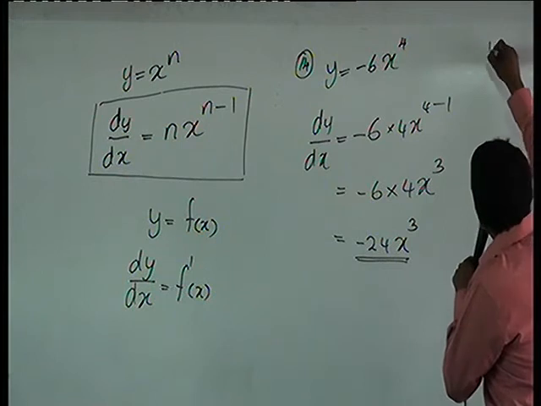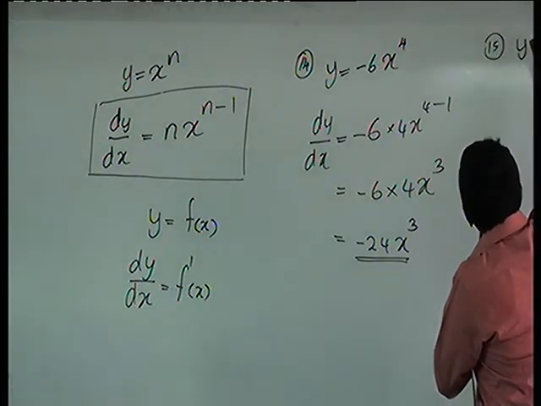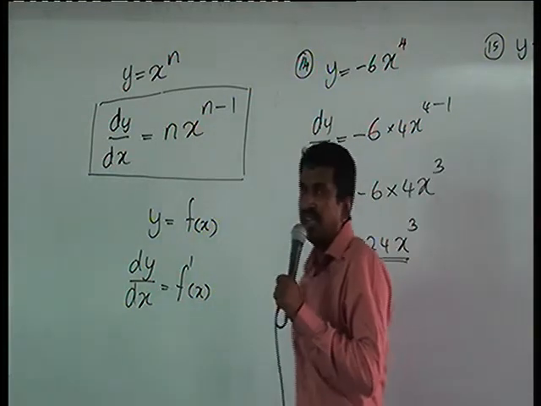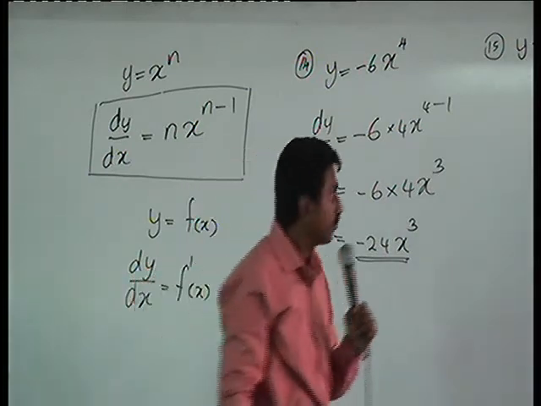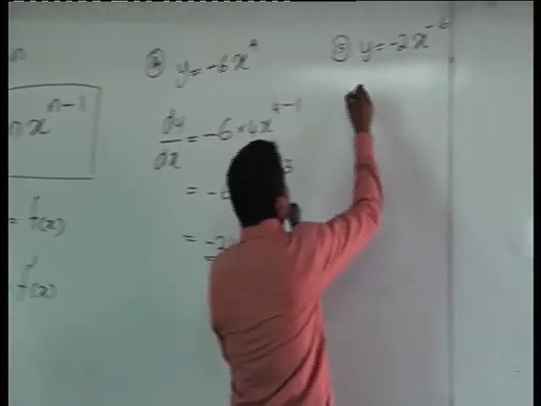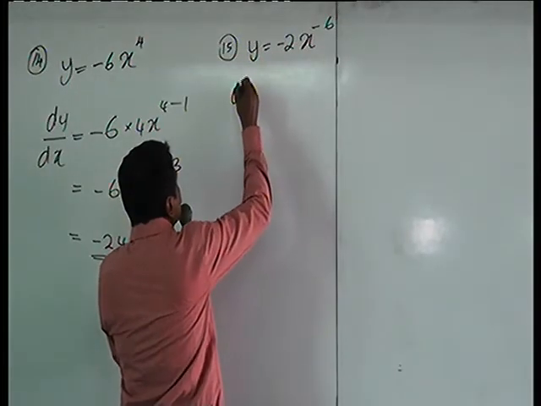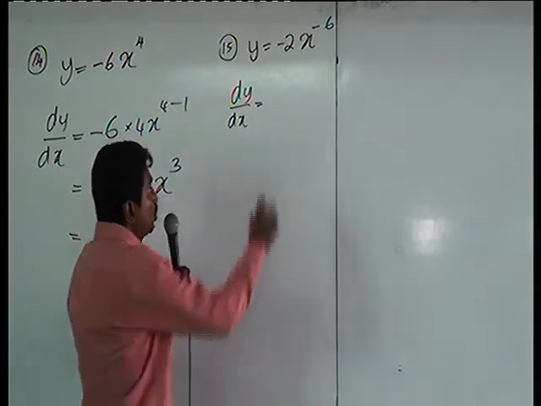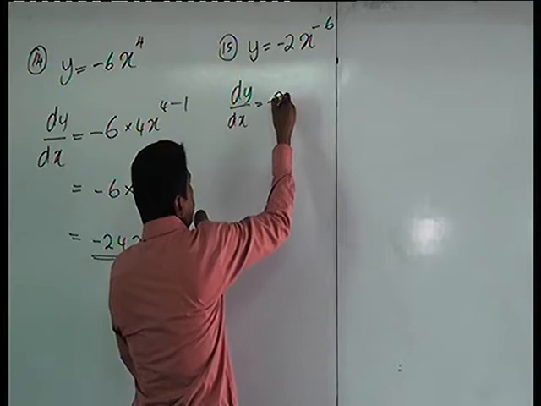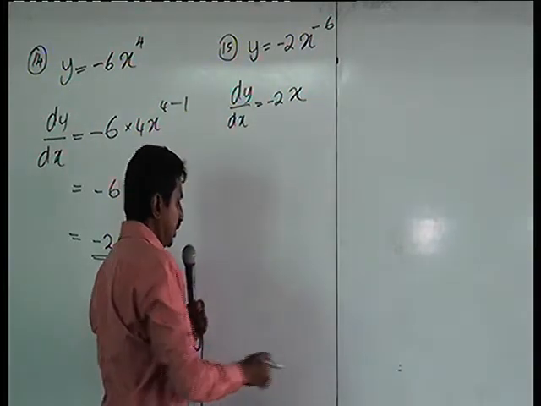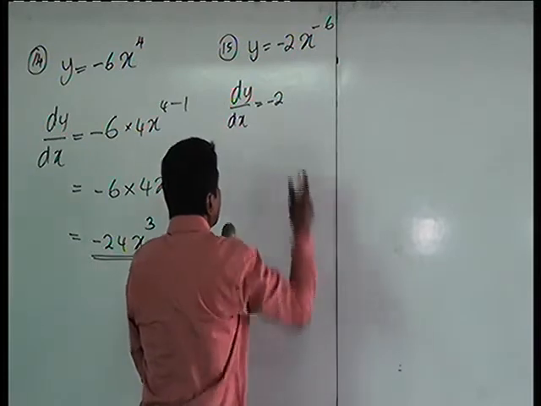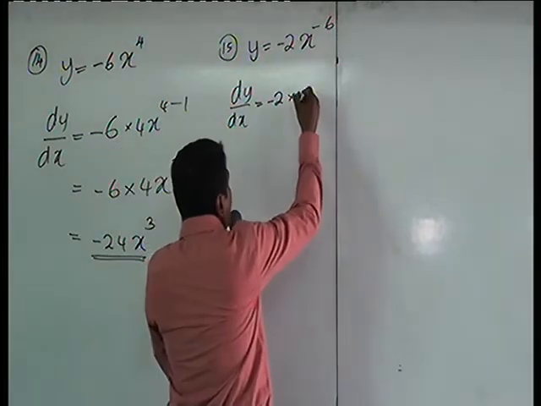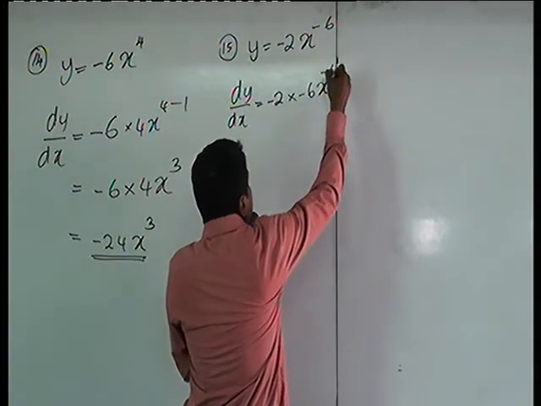Question number 15. y is equal to minus 2x to the power minus 6. Now the power and the coefficient both are negative. So differentiate this one. dy by dx. Keep minus 2 as it is. Minus 2, multiply the power, minus 6, x to the power minus 6 minus 1.